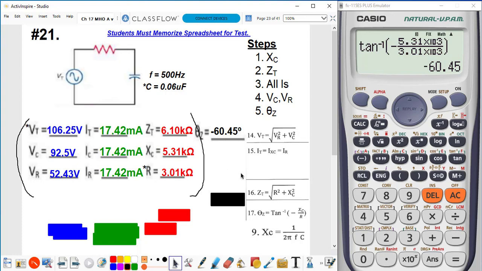The reason why we can't add up voltage in our capacitor and voltage in our resistor is because they're out of phase. How much are they out of phase? About 60.45 degrees out of phase.